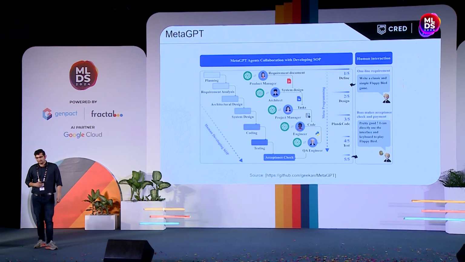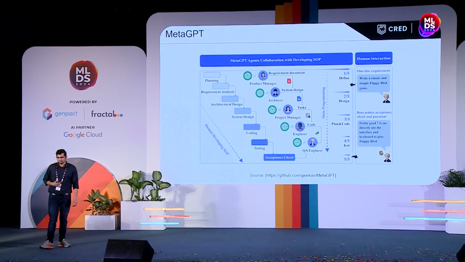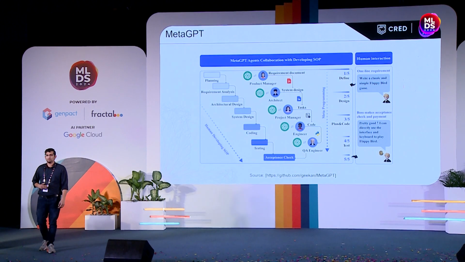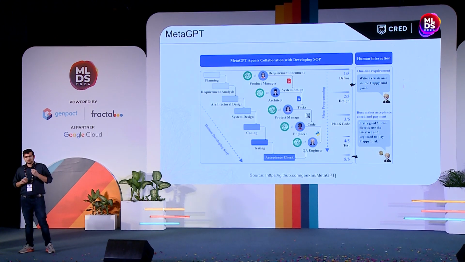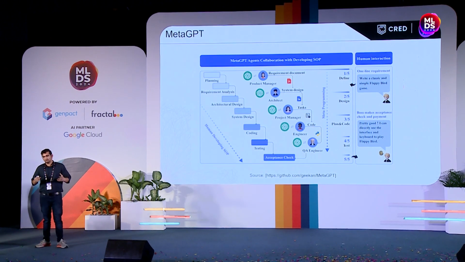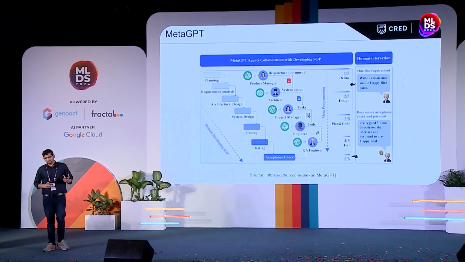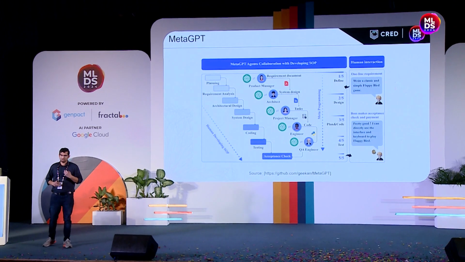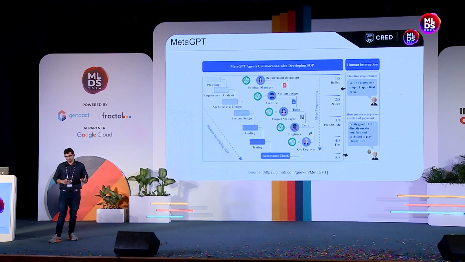This was another paper which caused a lot of news, MetaGPT, because what it claims is you just give a one-line text as an input that this is what you want. Let's say you want a shopping website, or a simulation game of snakes and ladders or something similar, and it will generate a lot of details for you.